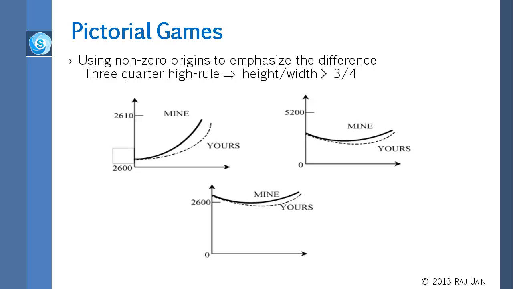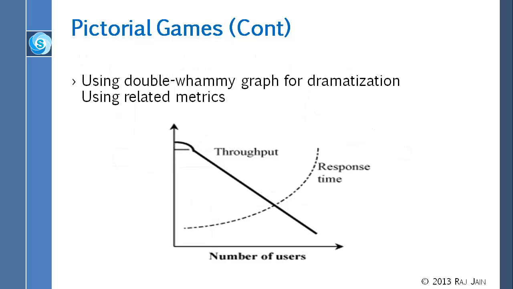So this is a pictorial game. Another one is to give a double whammy. Double whammy means that one graph would be enough to show that one system is better. For example, in this case, one graph would be enough to say that the throughput goes down very fast, okay?